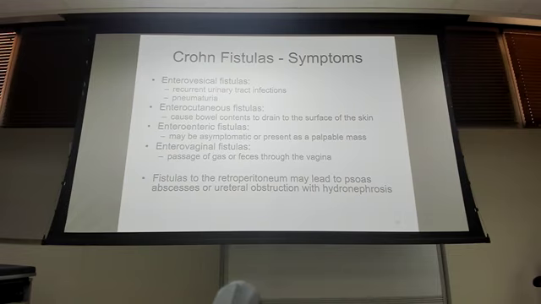If it's a retroperitoneal fistula, you can actually get psoas abscesses, or urinary obstruction and hydronephrosis. So know the complications of the fistulas from Crohn's and the organs that the large bowel is connecting with through a fistula.